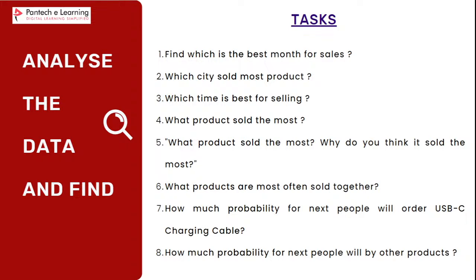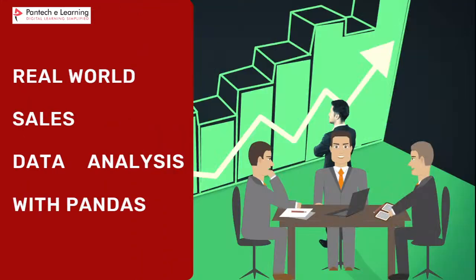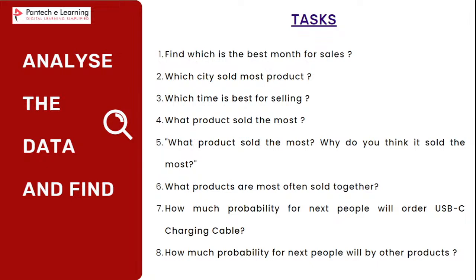First is to find which month is the best month for sales. The next question is which city sold the most product, and which time is best for selling. The next is what product sold the most. If you find what product sold the most, you have to find out why. Why do you think it sold the most? Then what products are most often sold together? How much probability is there for the next people to order a USB-C charging cable, and how much probability for the next people to be buying other products and all. So these are the questions.